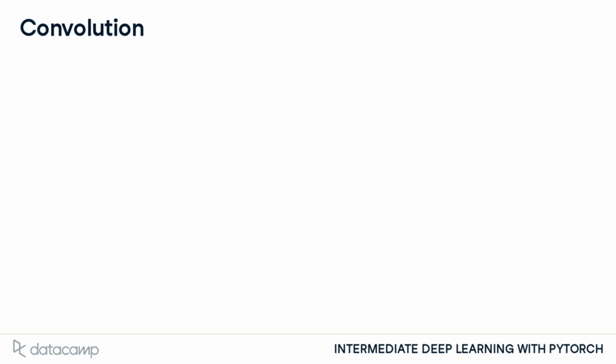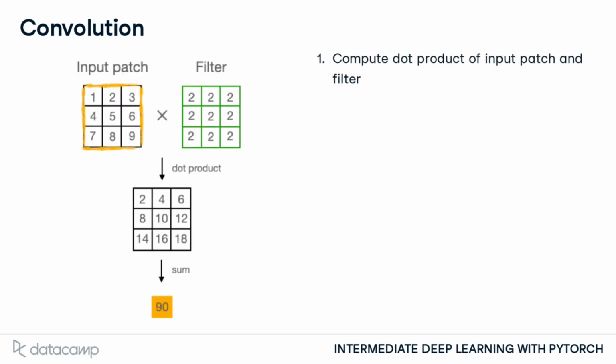In the context of deep learning, a convolution is the dot product between two arrays, the input patch and the filter. Dot product is element-wise multiplication between the corresponding elements. For instance, for the top left field, we multiply 1 from the input patch with 2 from the filter to get 2. We sum all values in the outcome array, returning a single value that becomes part of the output feature map.